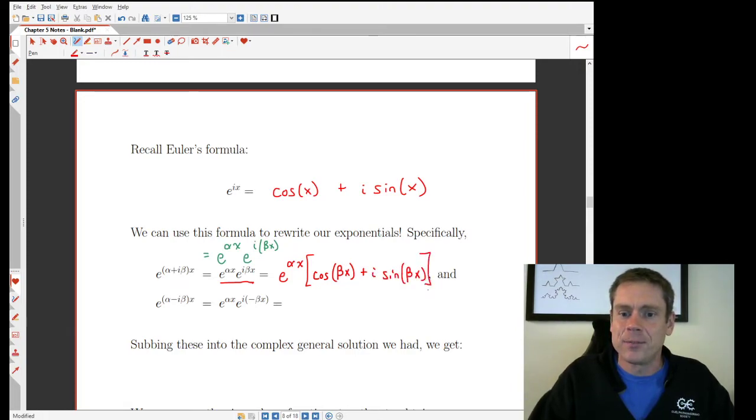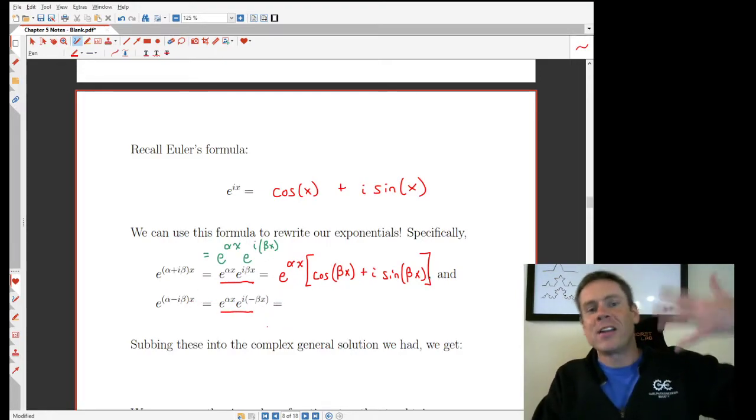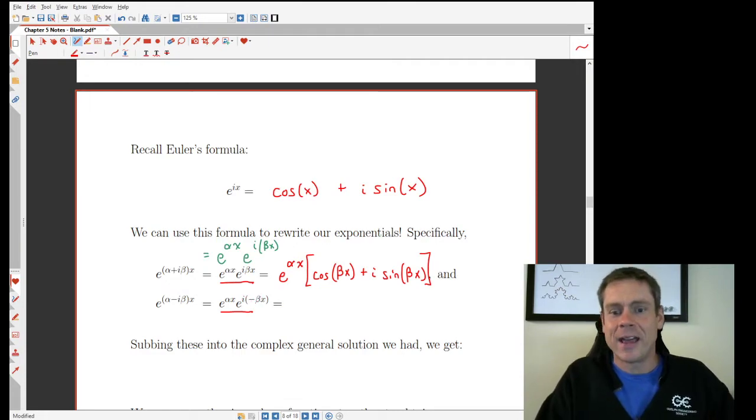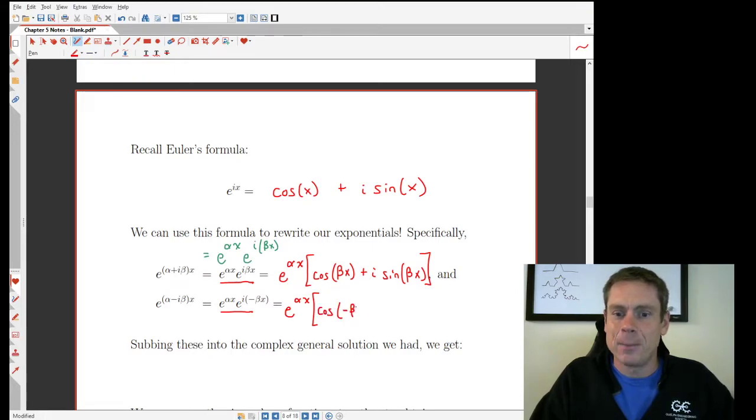And if I do the same thing with e to the alpha minus i beta x, I can break that up in the same sort of way, but now I have a minus beta x right beside that i. And I'm going to get this, e to the alpha x cos of minus beta x.